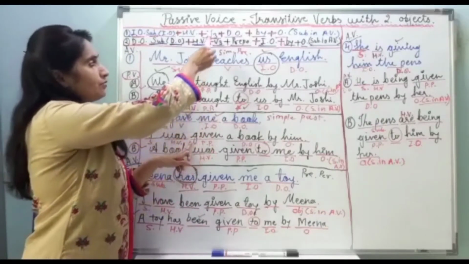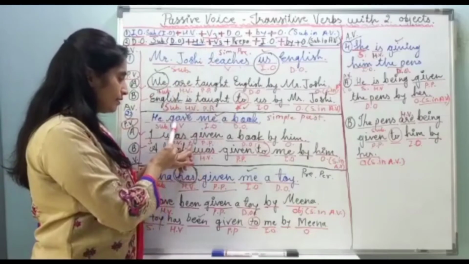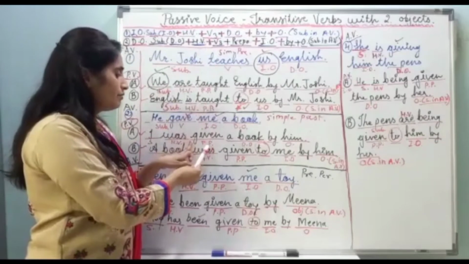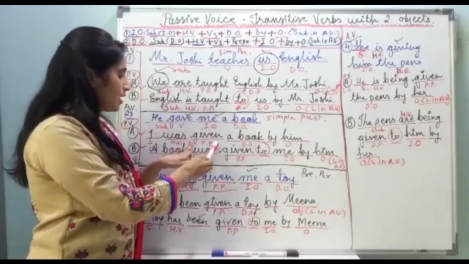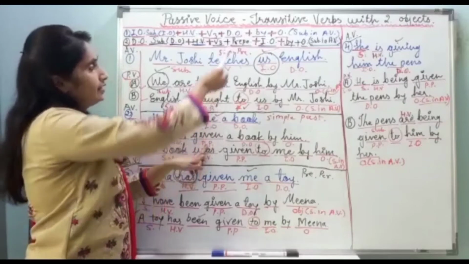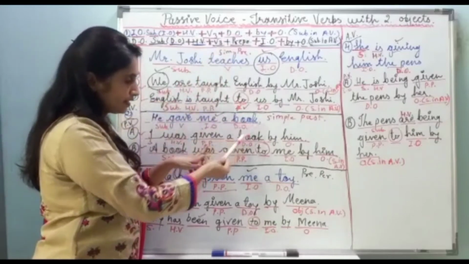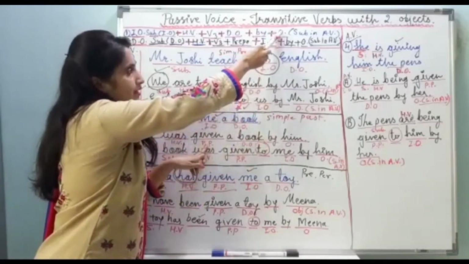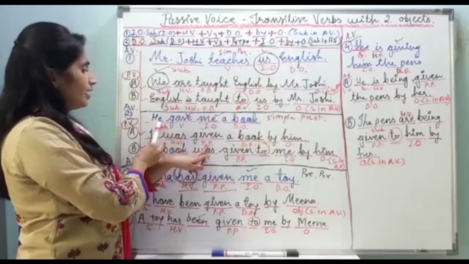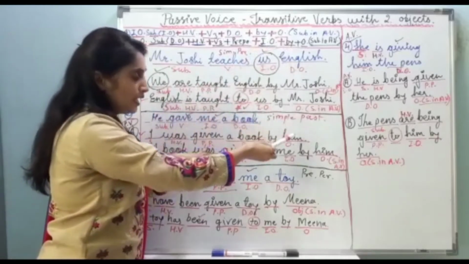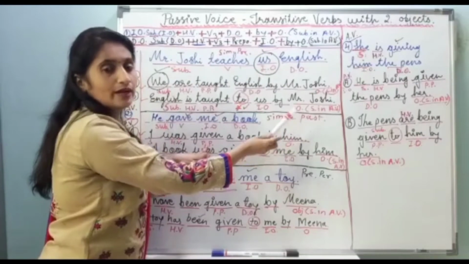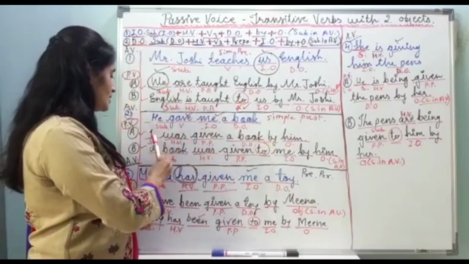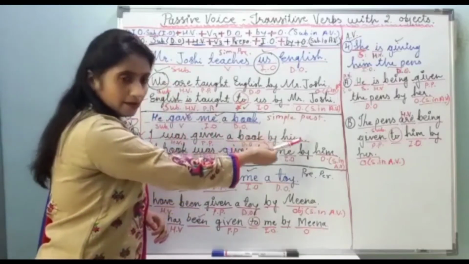Then what? V3. What is the V3? In this sentence, gave is the verb. It is in past tense. Given is the past participle of it and so I have written here given. Then what? Direct object. A book is the direct object so it is written here. Then by, according to structure, and finally the object. In this sentence, he is the subject and he becomes him in passive voice when it is used as an object. So the conversion of the sentence is I was given a book by him.